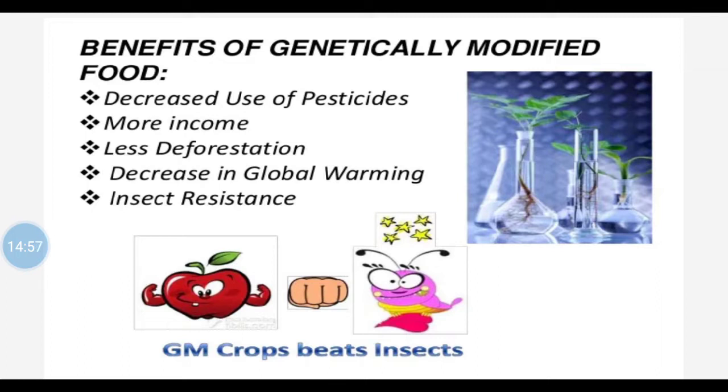Then insect resistance. Insects which are responsible for the destruction of the crops are not able to destroy these genetically modified crops.